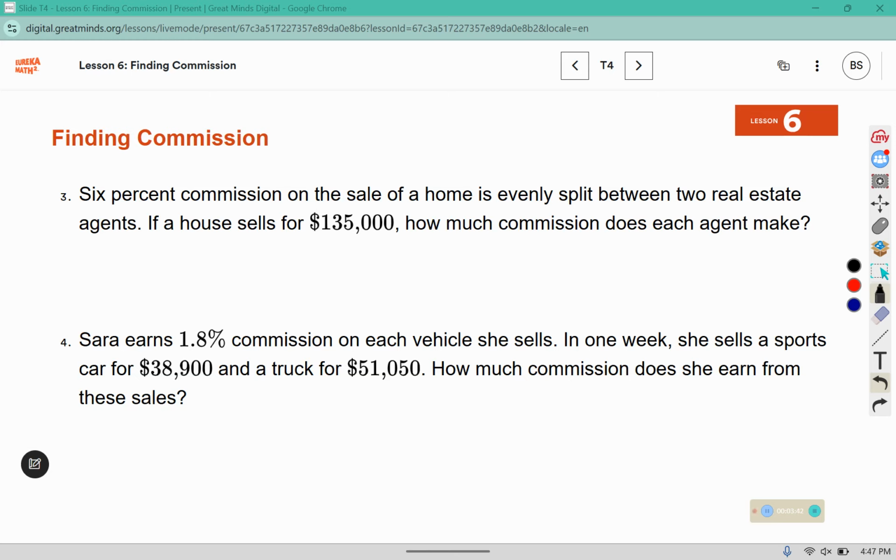6% commission on the sale of a home is evenly split between two real estate agents. If a house sells for $135,000, how much commission does each agent make? Well, they are going to earn 6%, and the house was sold for $135,000. The commission is the part of that sale. So we'll cross multiply and divide.